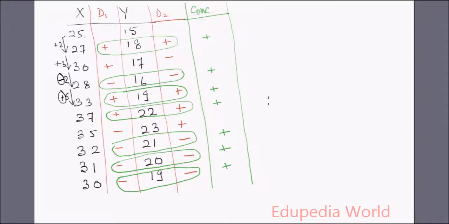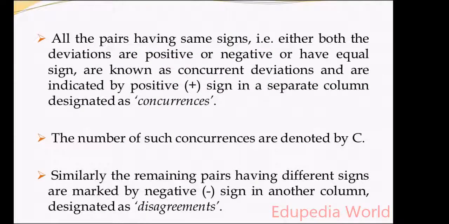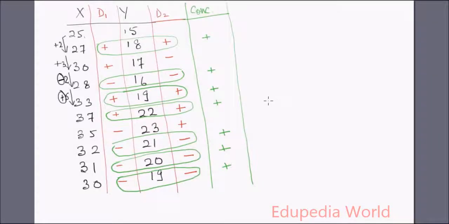Okay, next, now these concurrences are denoted by C. Similarly, the remaining pairs having different signs are marked by a negative sign in another column, and we designate that column as disagreements. So we have another column called disagreements. Let me use a different color for that. Disagreements. Okay, and here we mark those which are having different signs. So when we see different signs, I'll mark this with a negative sign in the disagreement column.